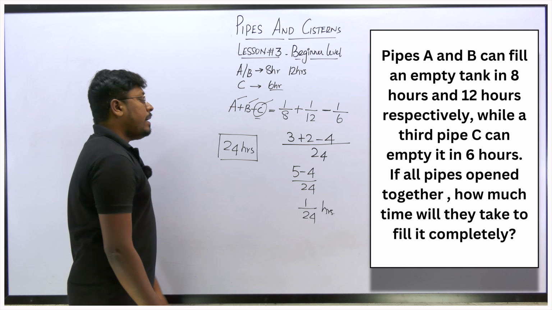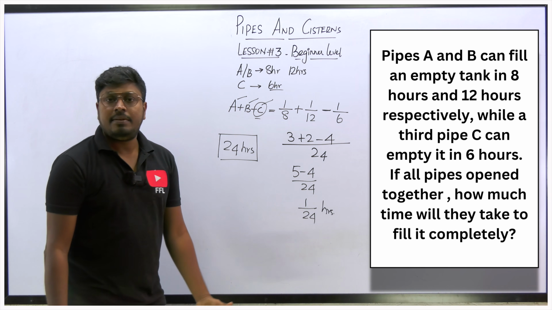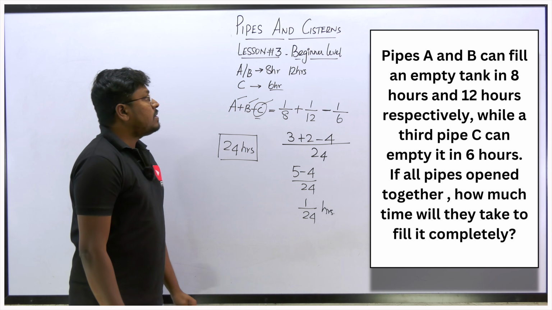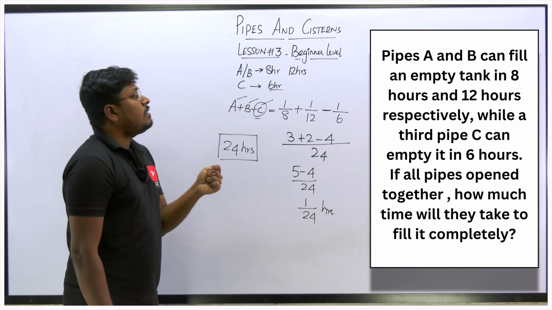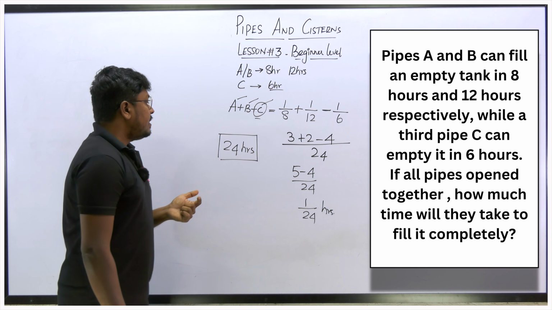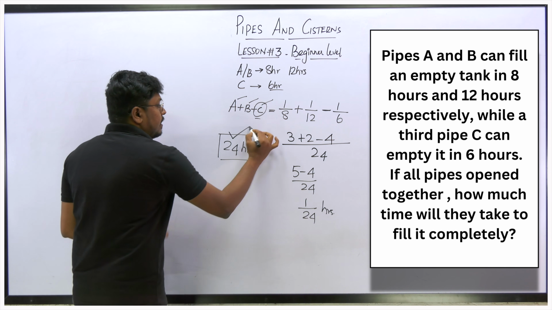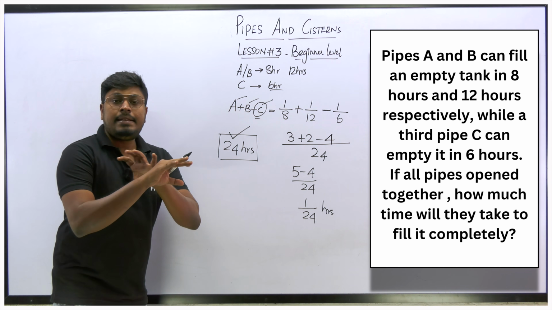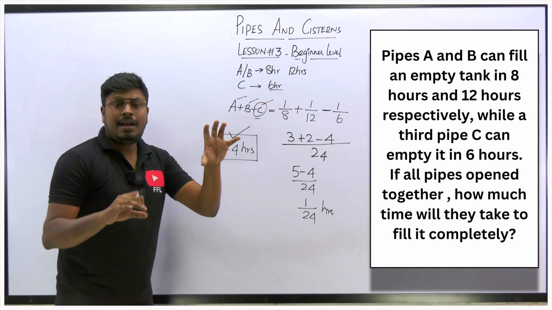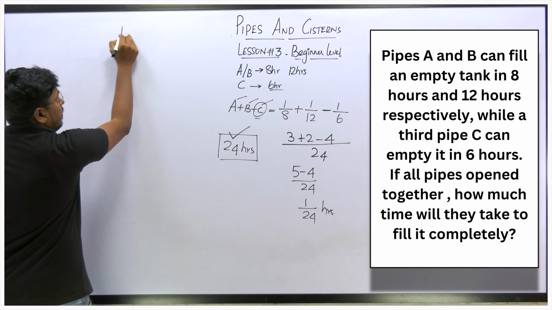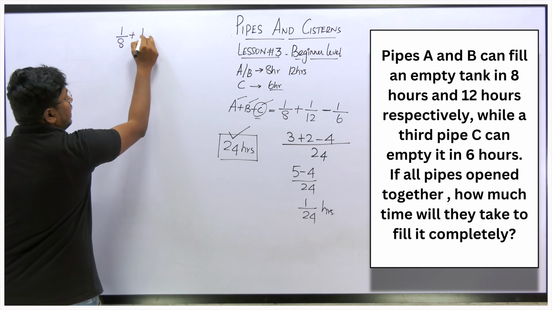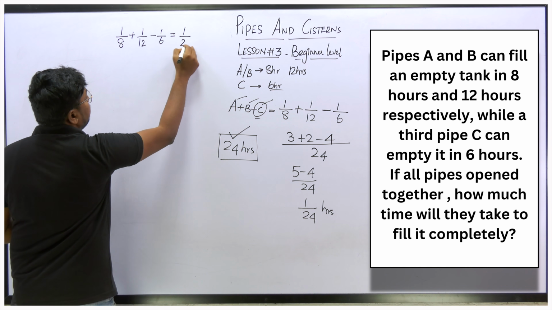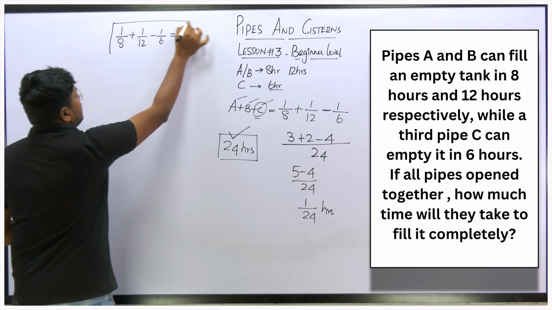So if all the 3 taps are open, then 24 hours are required to fill the tank. So friends, understood or not? This is the answer for question number 2. And here I want to tell you one important thing. If all the 3 taps are open, the time taken to fill the tank will be 24 hours. If you need to write it in a proper equation, that is question as well as answer, I will teach you. Just see here: 1 by 8, first tap, 1 by 12, second tap, minus of 1 by 6, third tap, is equal to 1 by 24.